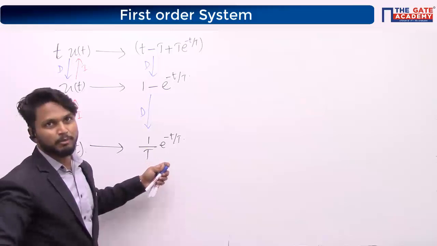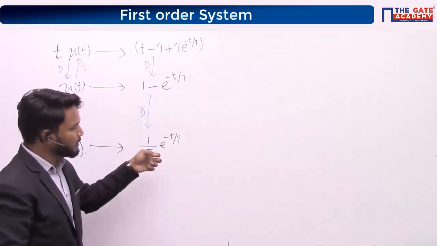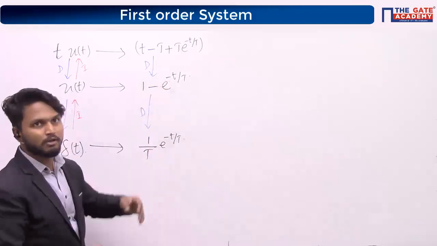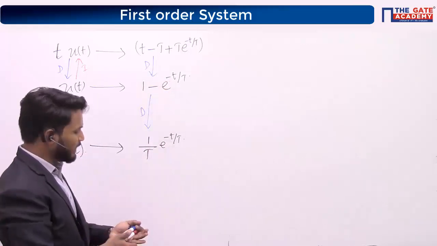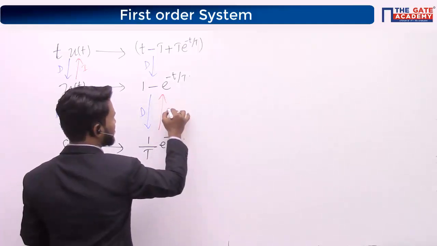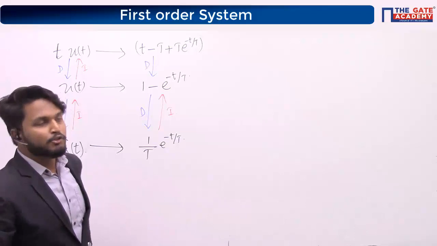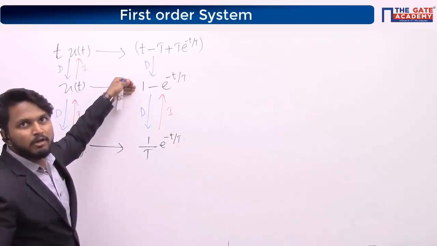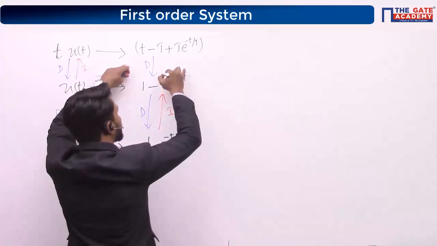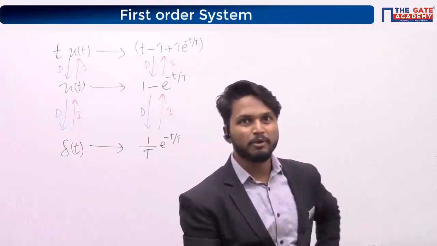You have differentiated this and you got this, which means if you integrate this, you will get this. If you integrate the step response, you will get the ramp response.